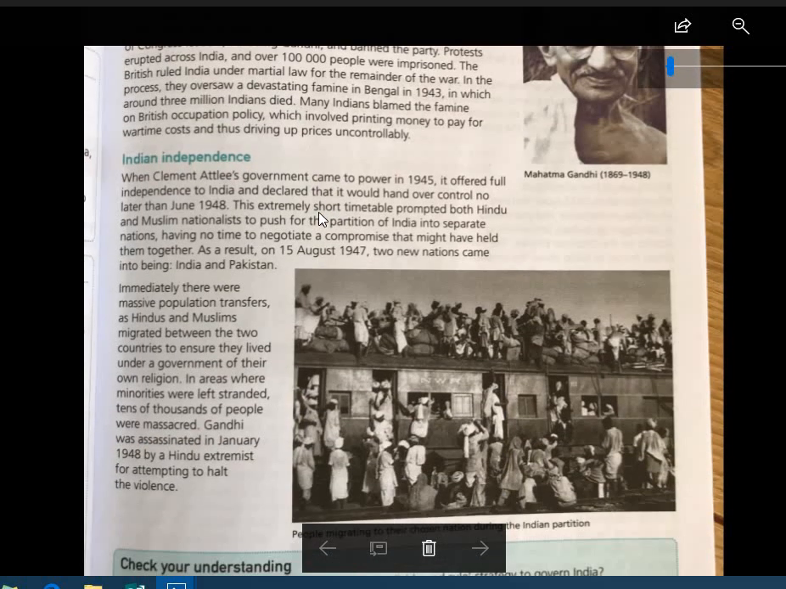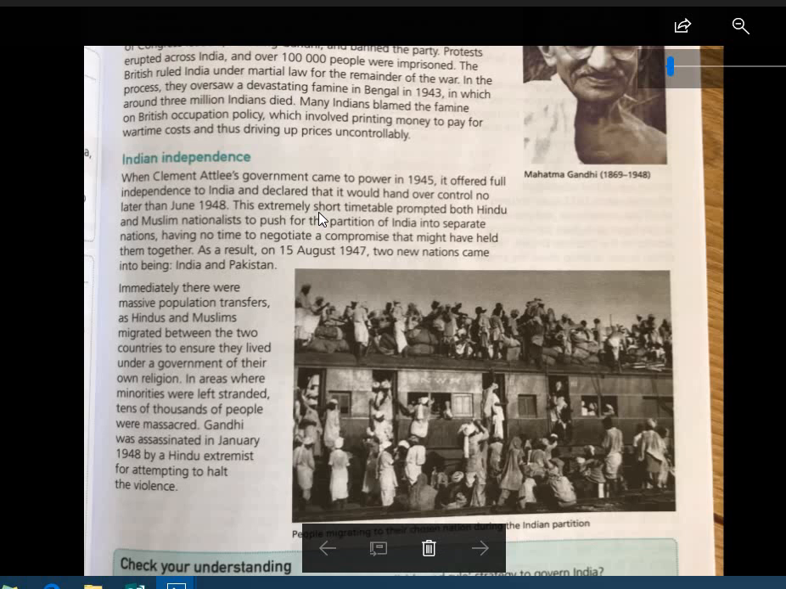Now, India's independence. When Clement Attlee's government, so the British Prime Minister, came to power in 1945, it offered full independence to India and declared that it would hand over control no later than June 1948. So actually, after the Second World War, when Clement Attlee's Labour government came into power, they promised that they would give complete independence to India within 3 years.